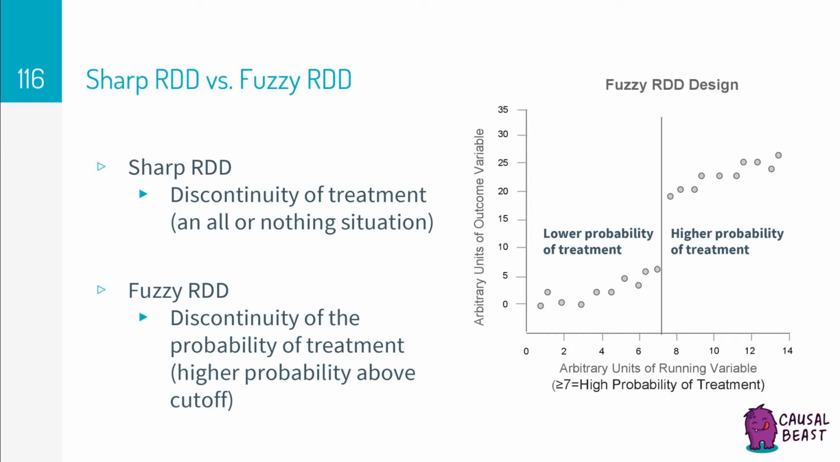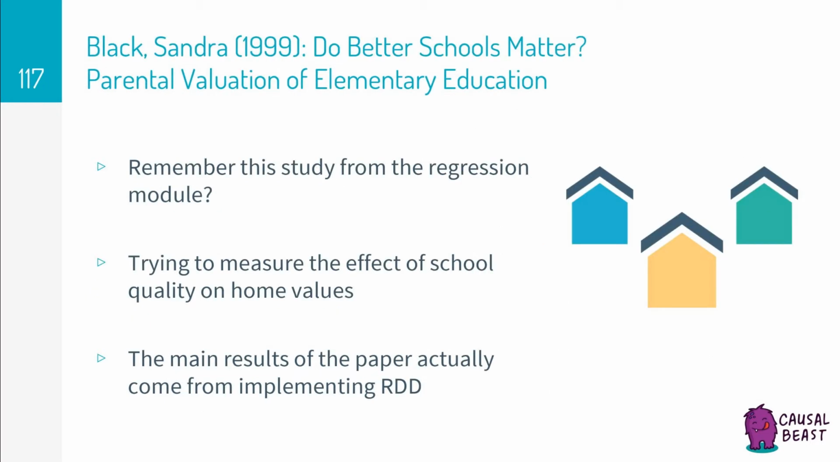If this is hard to imagine, convince yourself of this by revisiting the module on instrumental variables and going through the 3 assumptions which need to be met for an instrumental variables analysis. Fuzzy regression discontinuity is one form of instrumental variables analysis. We are going to revisit Sandra Black's paper, Do Better Schools Matter? Parental Valuation of Elementary Education. If you can recall, we covered this paper in the regression module.